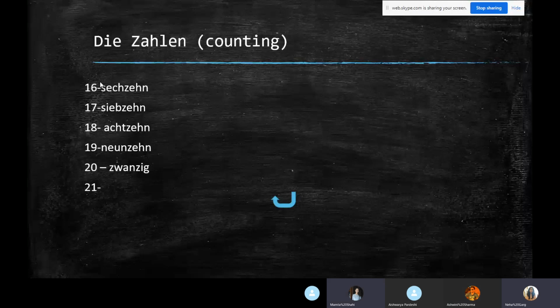Okay. Similarly, with 17, we would not be saying sieben-zehn, but sieb-zehn. The E and N would vanish here. Sieb-zehn, 7 plus 10.